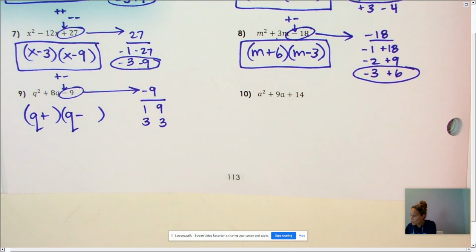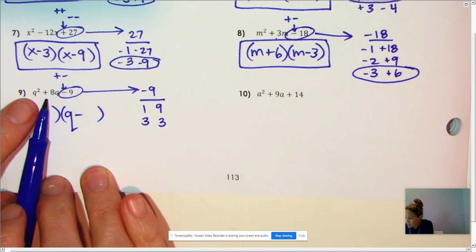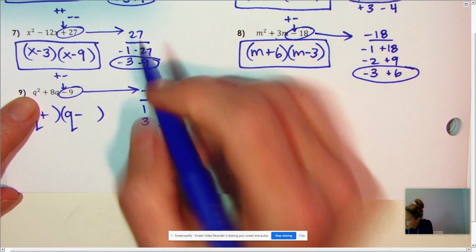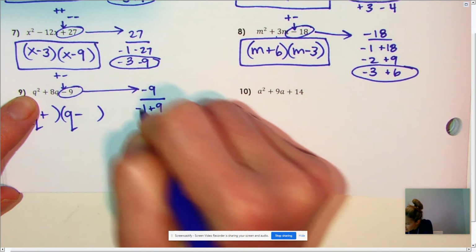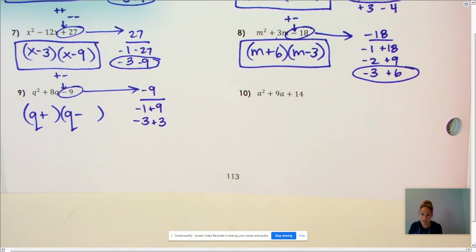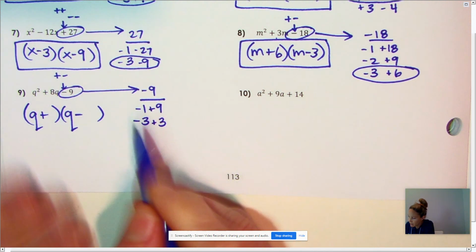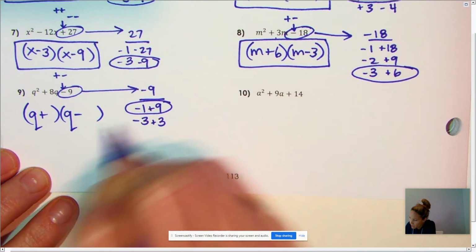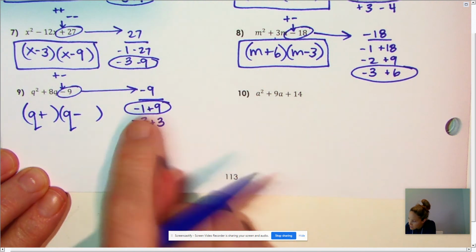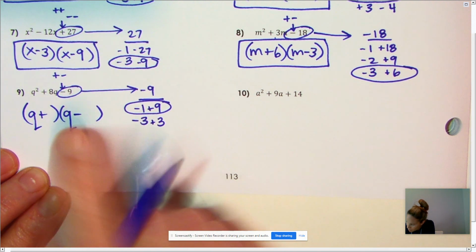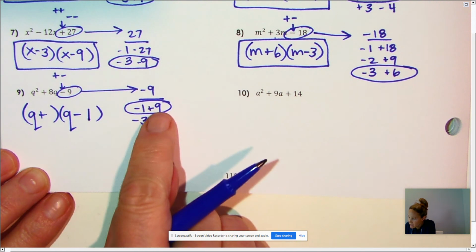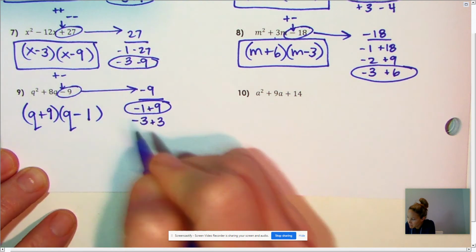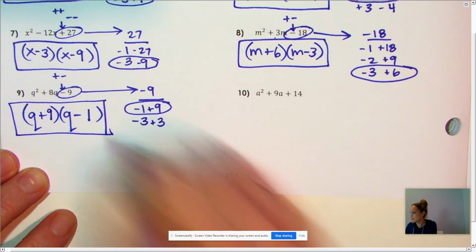And then I know that because my answer is positive, the bigger numbers get a positive and the smaller numbers get the negative. Well, this one makes 0, so I know that can't be it. So 9 take away 1, that is indeed positive 8. So the negative is by the 1, so I'm going to put the 1 by the minus. The 9 is positive, so I'm going to put the 9 by the plus. And that is my answer.